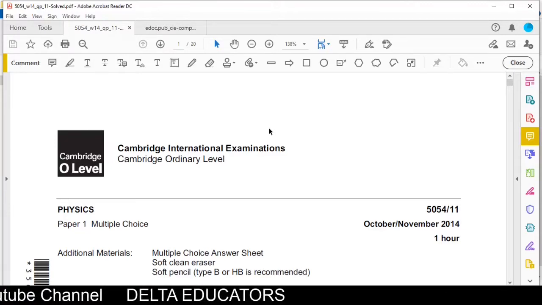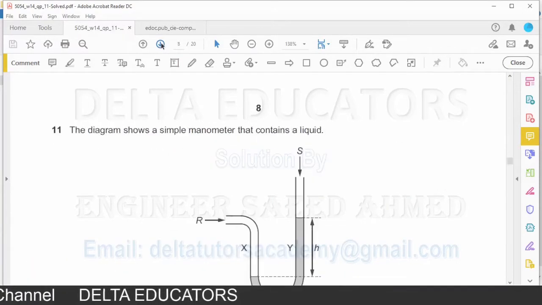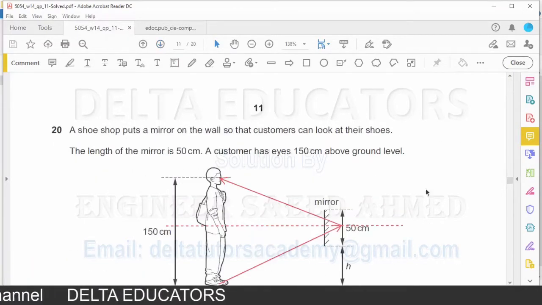Now we are going to solve O-Level Physics 5054 Paper 1 Variant 1 October-November 2014. Today we will solve from question 21 to question number 40. From 1 to 20 we have already solved.